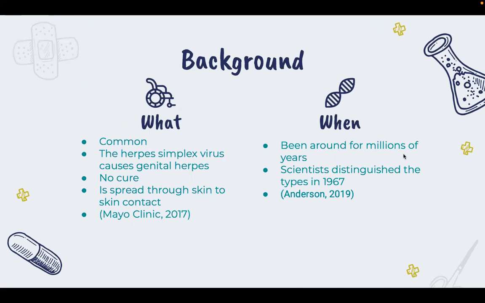Genital herpes is a commonly sexually transmitted infection and is spread through skin-to-skin contact. There is no cure, and it is caused by the herpes simplex virus. This disease has been infecting people for millions of years. The differences between type 1 and type 2 herpes were distinguished in 1967.